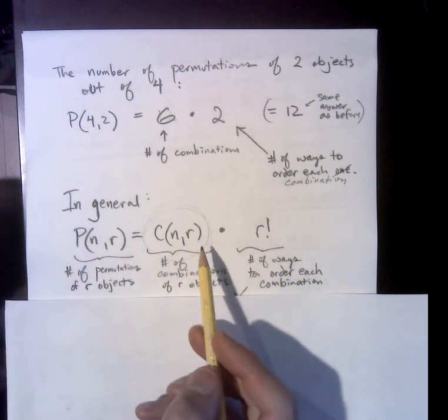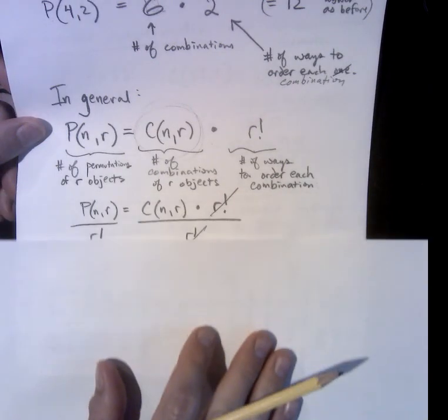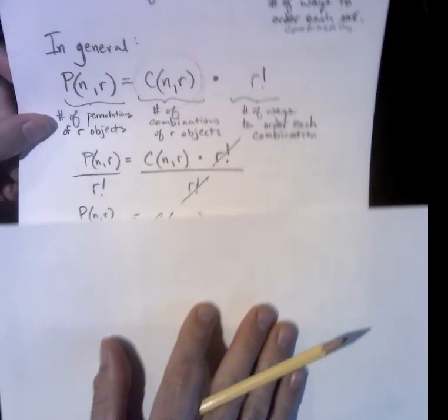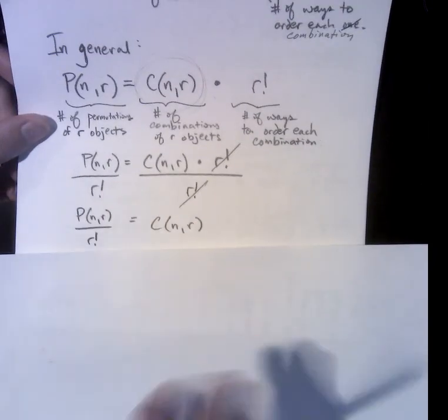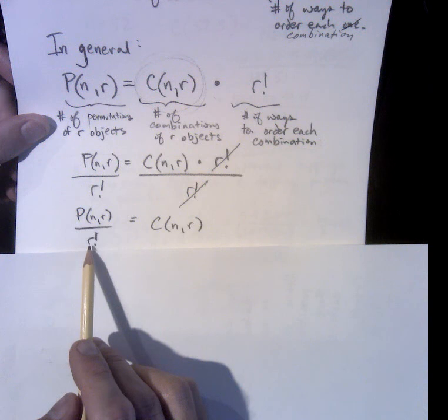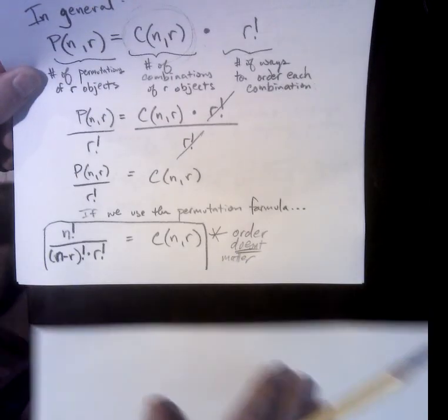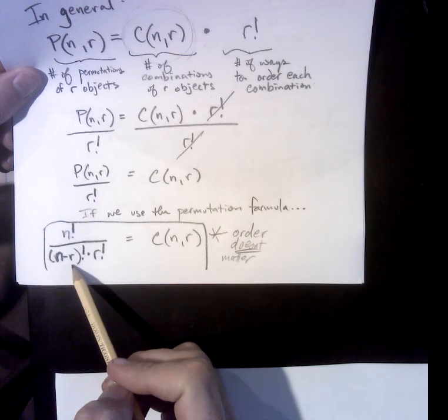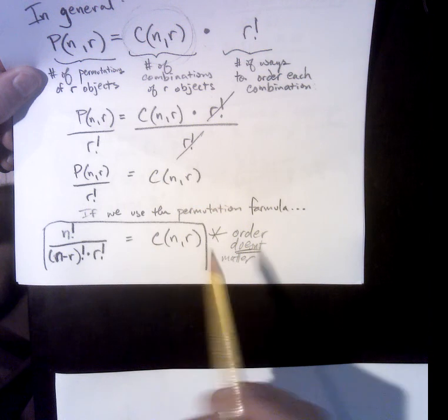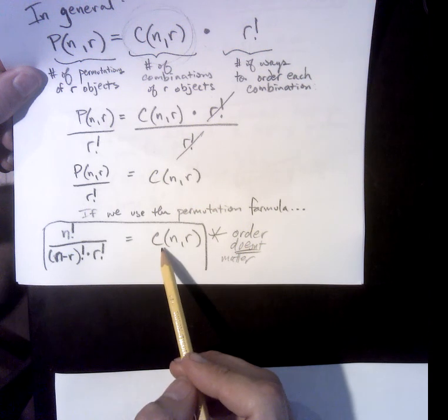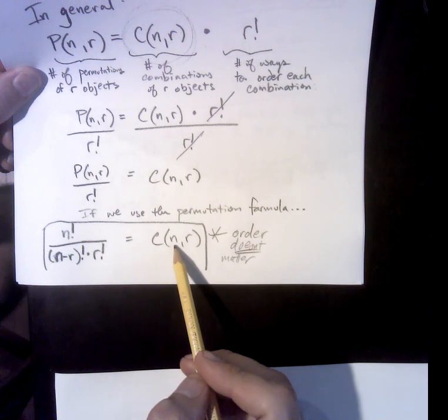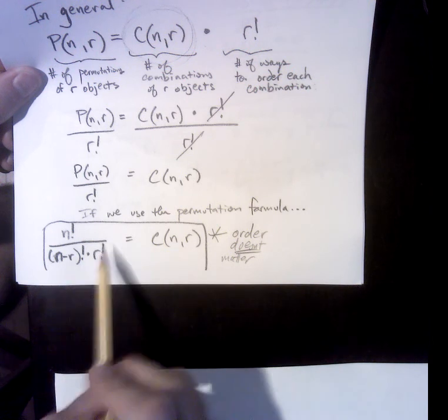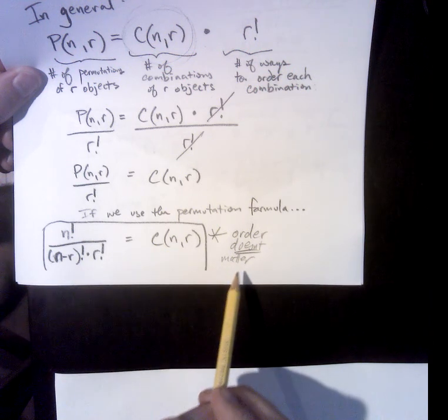So what I'm going to do, I'm going to manipulate the pieces in this equation. I'm going to solve this equation for that combination piece, and we get that the number of combinations is equal to the number of permutations divided by r factorial. And I know the formula for number of permutations, so I'm going to plug in the permutation formula. That's n factorial over n minus r factorial. And here we go. The number of combinations of r objects taken from n objects is given by this formula here. Remember, order doesn't matter with combinations.